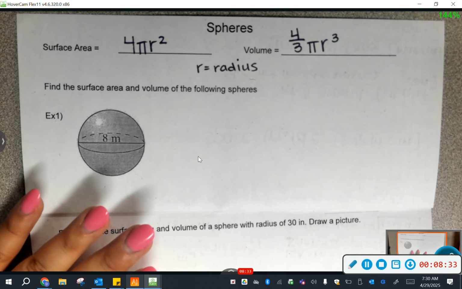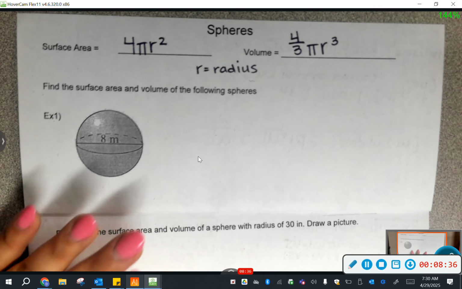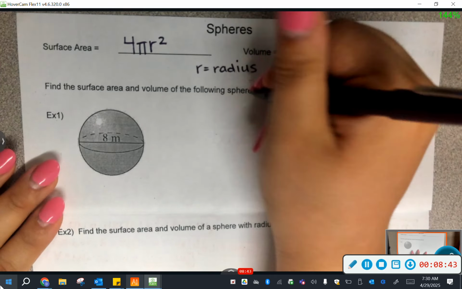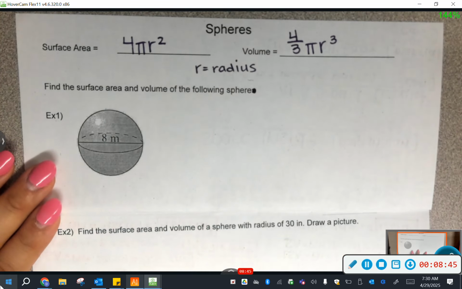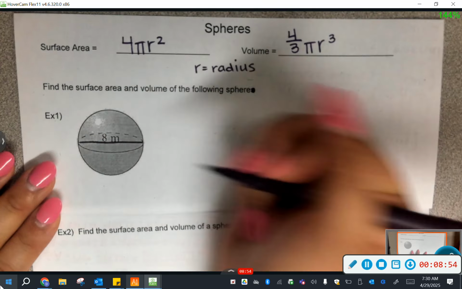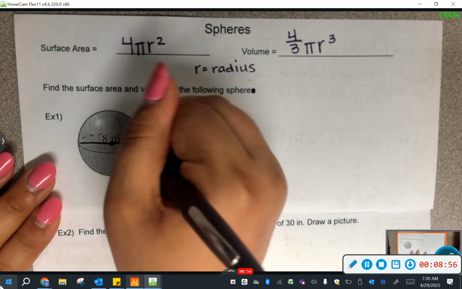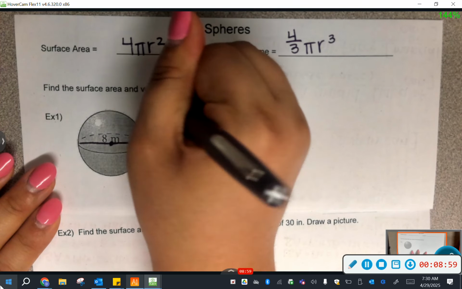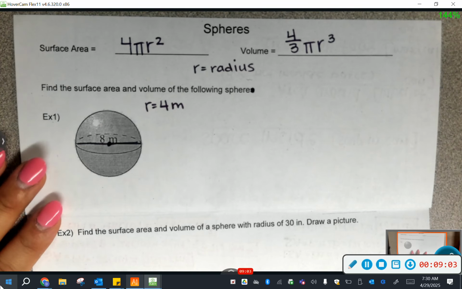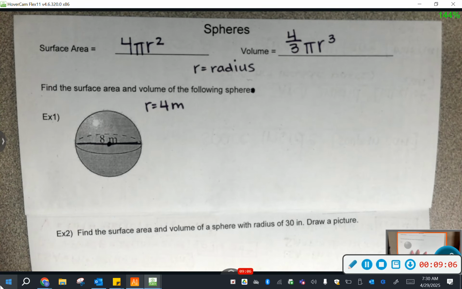Okay? So this first question says, find the surface area and volume of the following sphere. There's only one sphere. All right, so what do I know looking at this sphere? I know the whole thing is 8. Do y'all agree the diameter is 8? So what would be my radius? My radius is going to be 4 meters. And now that I know that, can I find the surface area and volume?